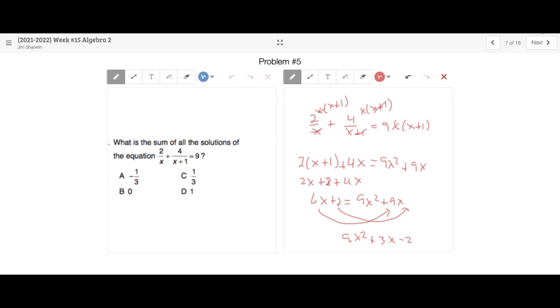Boy, the cheater method seems to be coming in really handy this week, isn't it? As an example problem.